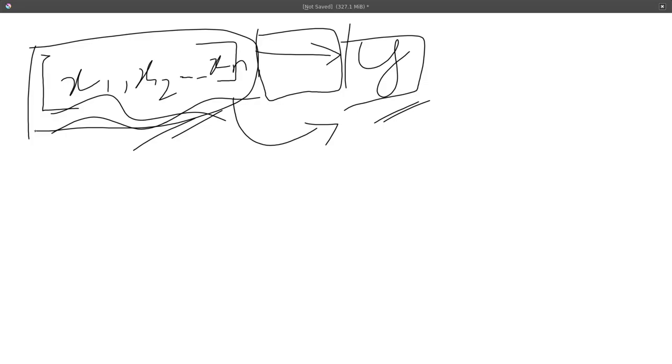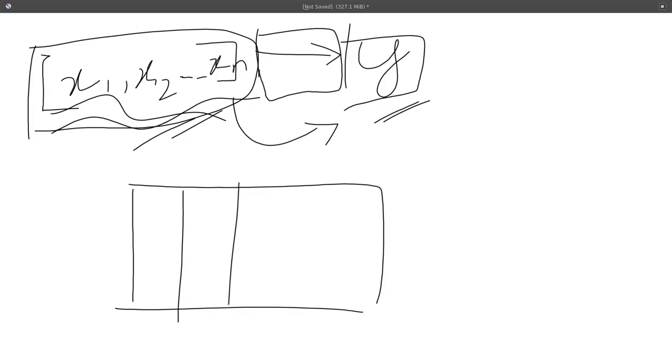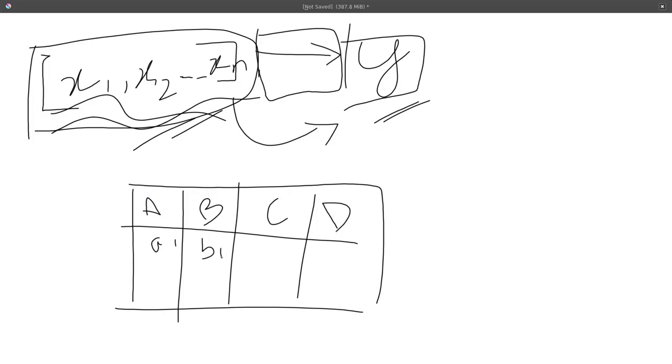Now, how are we going to get our data? As we have already discussed, we'll get our data in the form of a table or a data frame. In that data frame we have certain features, let's call them feature A, feature B, feature C, and feature D. So let's call the values A1, B1, C1, and D1, and so on. We have all these features given to us.